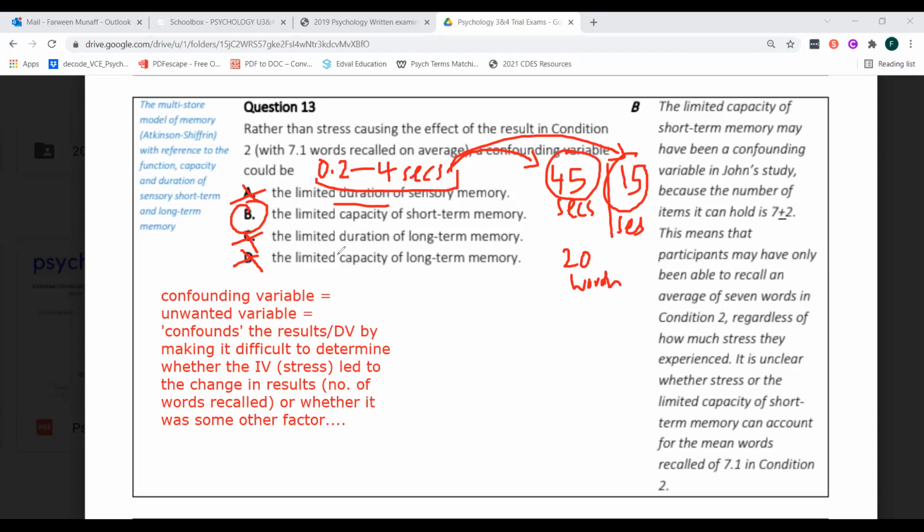Okay, so that's the idea. The idea being that that would be another factor that could overtake the effect of stress to lead to the low average recall of words.